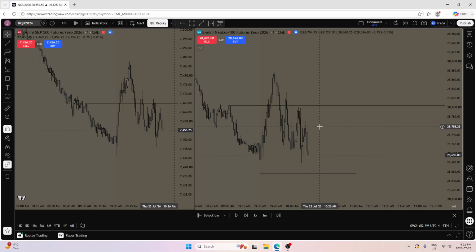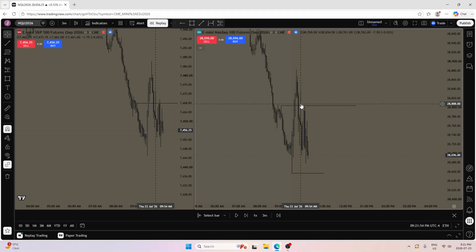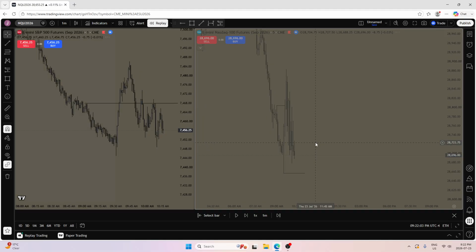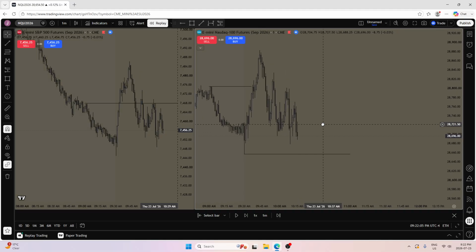Nothing in here at all is valid, right? There's some 3-minute gaps, but I personally do not take any 3-minute gaps lower towards the 9:30. I like 5-minute gaps and above only, because I just feel they're more clear. I don't like to get stuck up on the lower time frame.